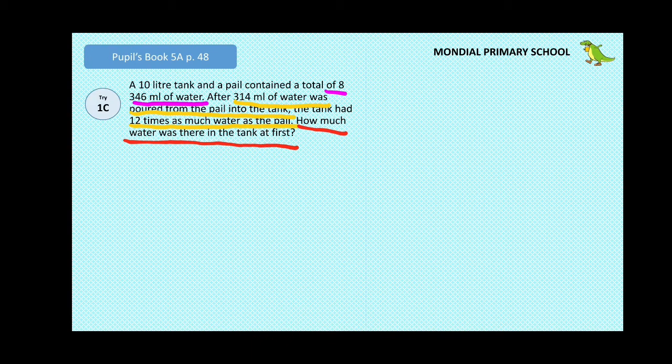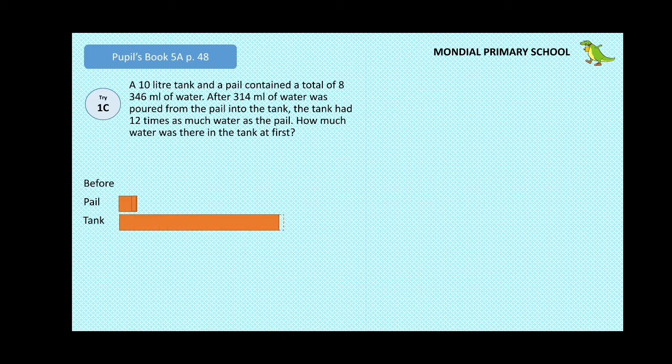Okay. How many models should we draw? 2. Perfect. Okay, now we are going to draw the first model. Draw a small box for the water in the pail and draw a longer box for the water in the tank.